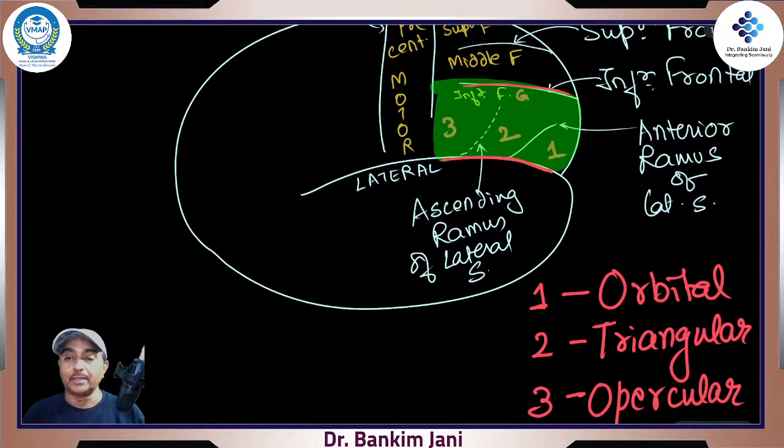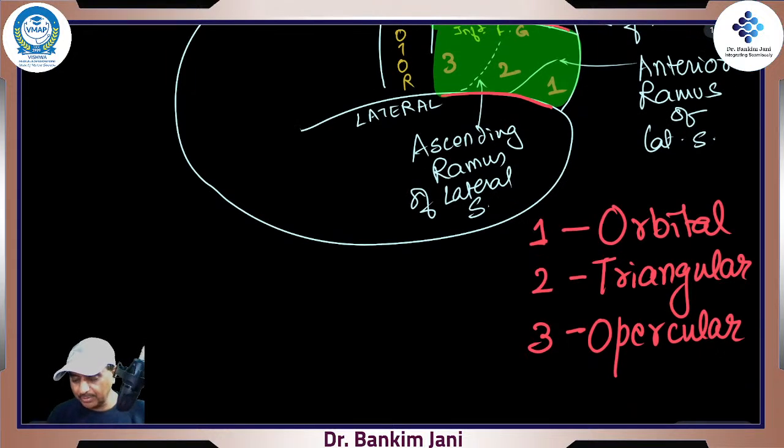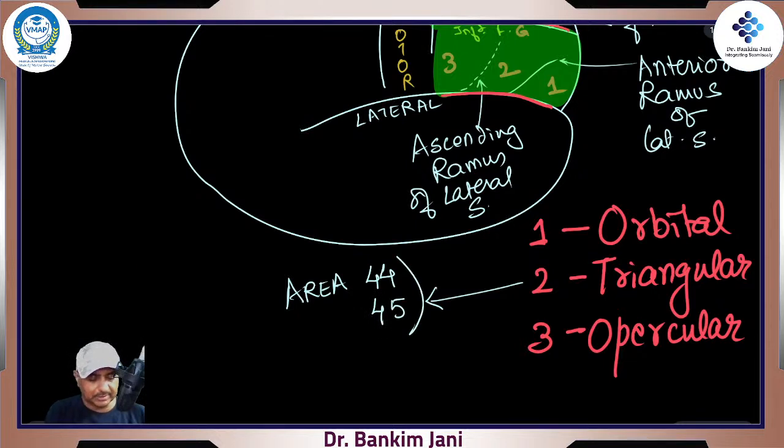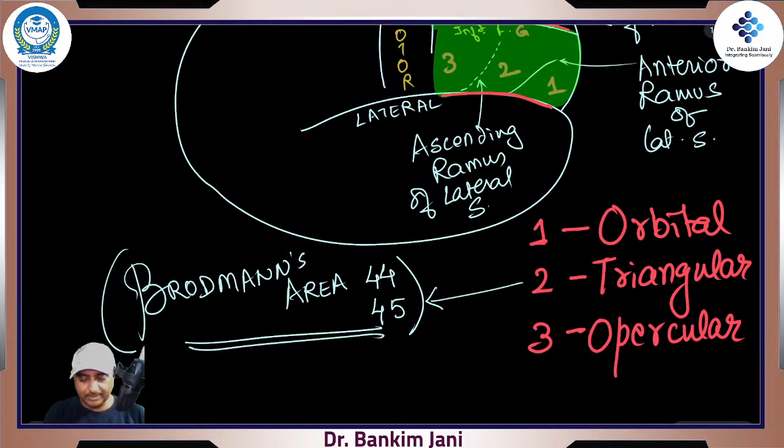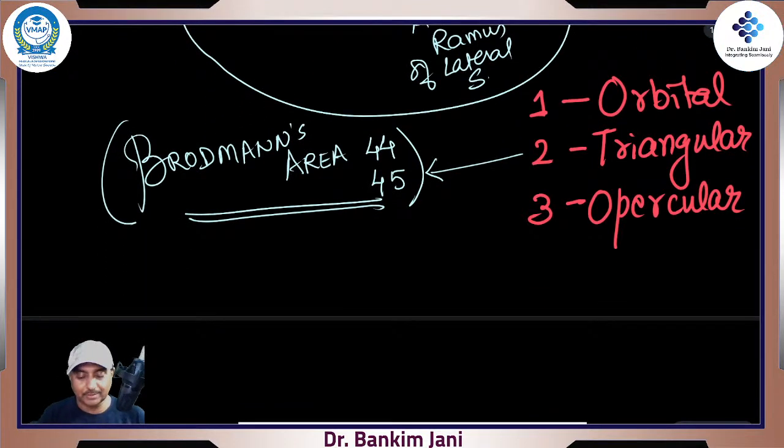Clear? Now this triangular part, why did we do so much hard work? It is this triangular part, area 44 and area 45. These are called Brodmann's areas, named after the scientist Brodmann. Never forget areas 44 and 45, because if you forget them, you won't be able to give the answer, because this is the area of speech.